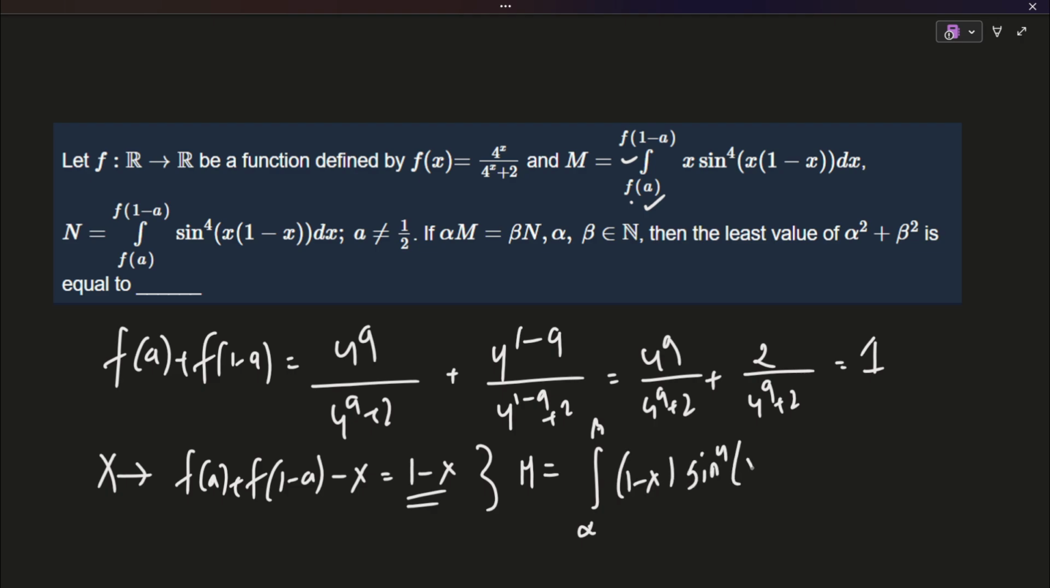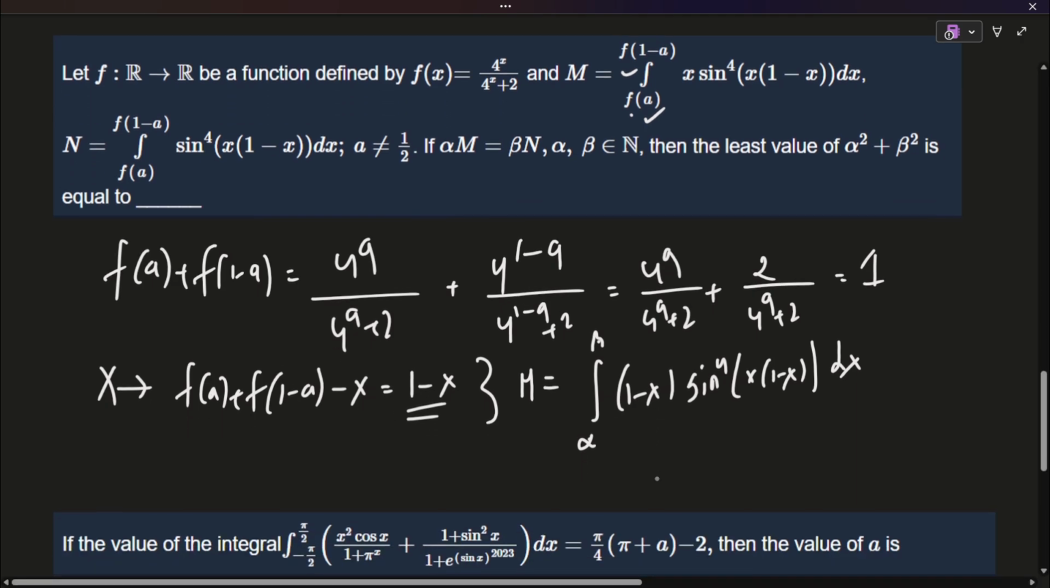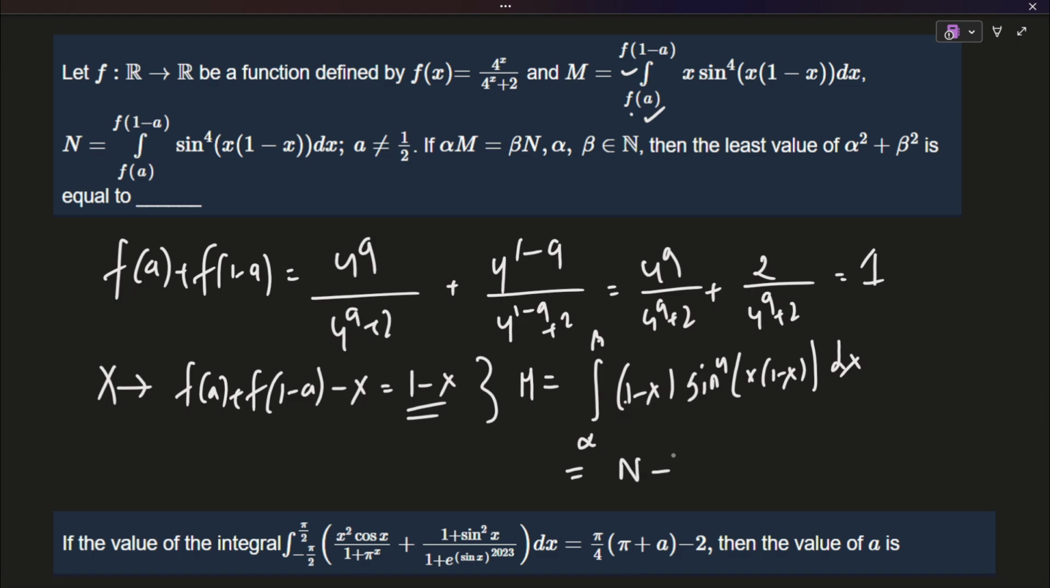And inside sine to the power 4, nothing will change because x becomes 1 minus x and 1 minus x becomes x, right? And if you separate it into two different integrals, the first integral would be 1 into this, which is nothing but n, right? And the second integral would be m. And it directly gives you 2m equals n. And you get the value of alpha and beta. Actually, I should have given alpha prime, beta prime here since they're already using alpha, beta. And you see how King's property again simplifies everything.